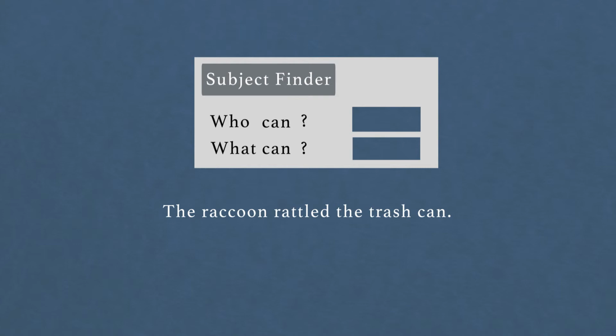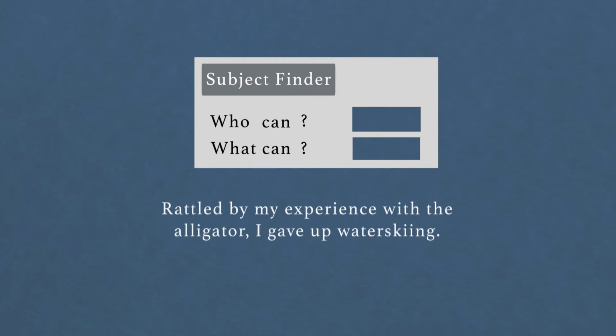Or think about our other harder sentence where we said, rattled by my experience with the alligator, I gave up water skiing. If you say, who rattled, you quickly realize, wait a minute, that's not what this sentence is about. And you realize that rattled, even though it looks exactly like a verb, is not a verb here.